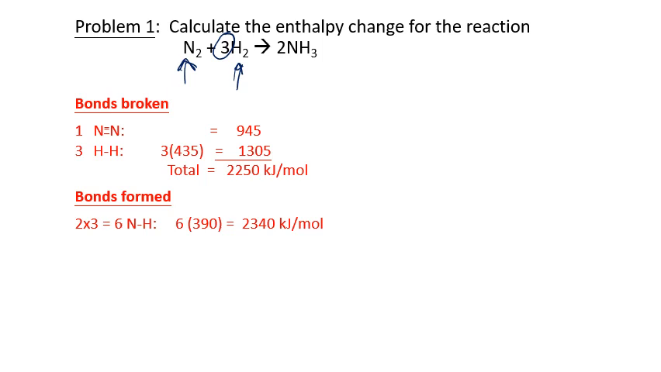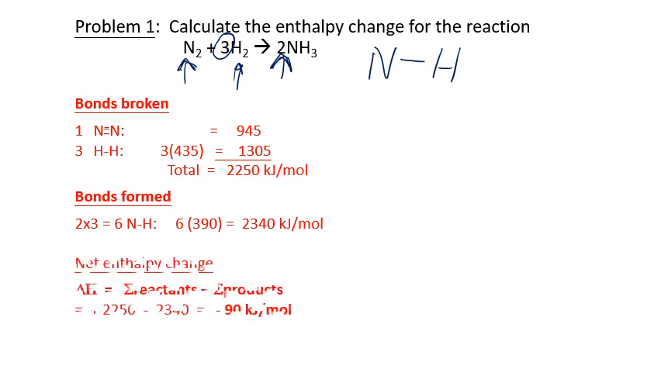The bonds formed will be, okay, so you've basically got 3 N-H bonds, which need to be formed. So it'll be 3 times 390, okay, and you've also got 2 of them, so you multiply that number by 2 to give 2,340 kilojoules per mole. So if you do the calculation of sum of reactants minus sum of the products, you'll get plus 2250 minus 2340, which will be negative 90 kilojoules per mole. So this process is, of course, exothermic.